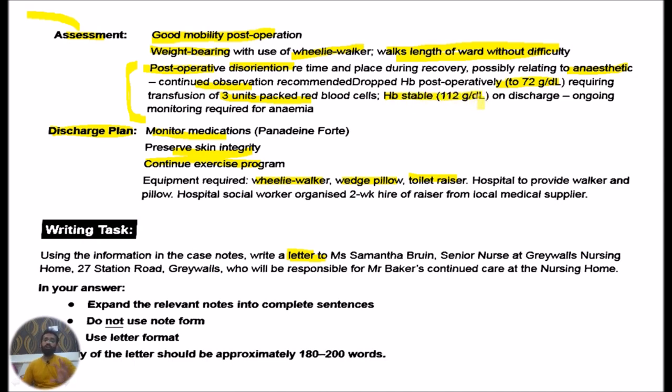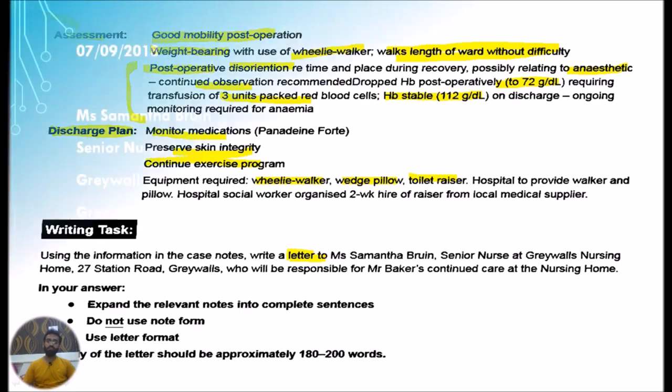In discharge we are going to write the following recommendations: monitor the medication, preserve skin integrity, and continue the exercises, because now the disorientation is resolved, the anemia is resolved, and the pain is resolved. So we will monitor some medication like Panadine 4 for the rest of the pain, and other medication like Ramipril for hypertension, skin integrity, and continuation of the exercise program. Keeping in view these findings which we have just underlined, now we will write our letter.